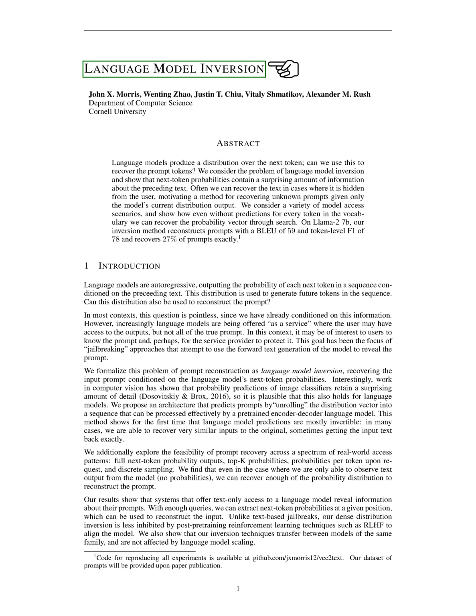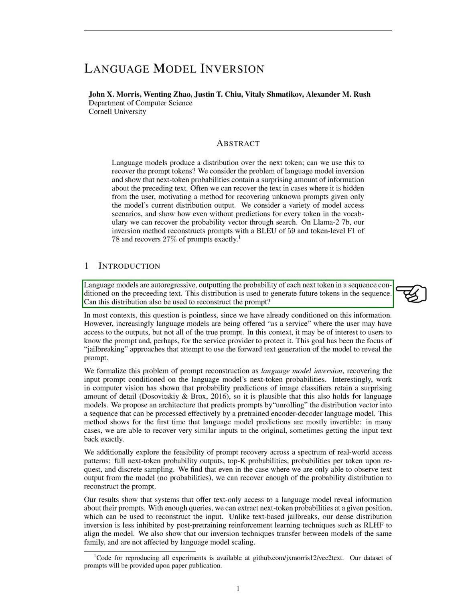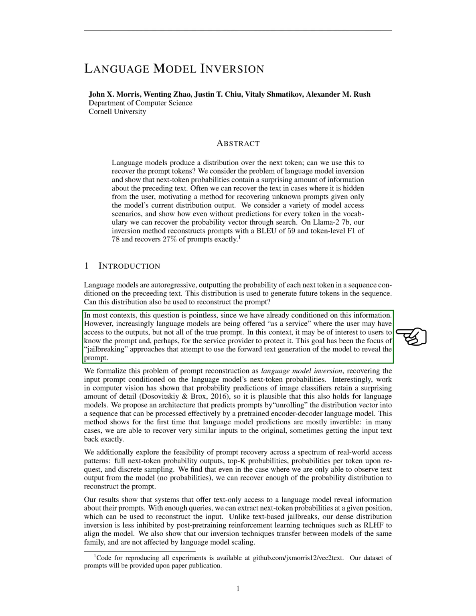Section: Introduction. In this section, we will discuss how language models work. Language models predict the likelihood of the next word in a sentence based on the words that came before it. This prediction helps generate text. But can we use this prediction to figure out the original input sentence? Usually, this question doesn't make sense because we already know the input.